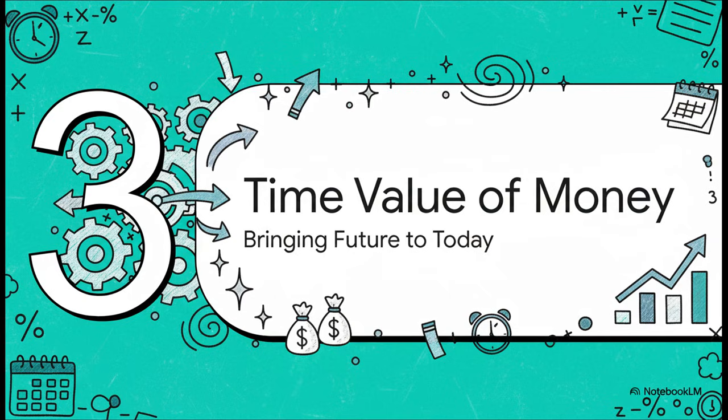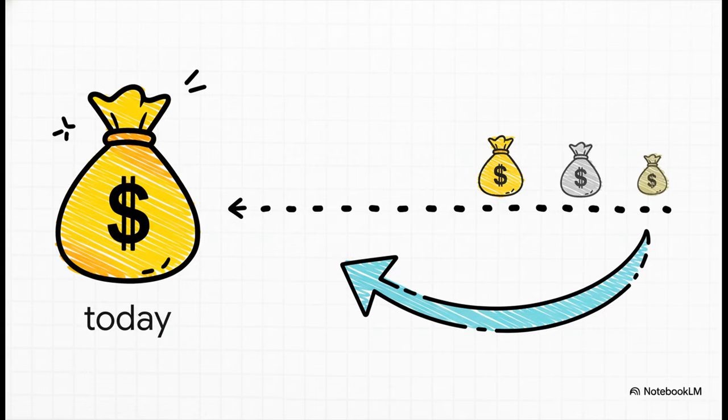Okay, so we have our 4 ingredients. Now let's get to the core concept that pulls them all together. This is where the magic really happens. It's called the time value of money. The whole thing boils down to this one simple but profound idea. $1 you receive 5 years from now is worth less than $1 in your pocket today. Why? Well, because of things like inflation, and because you could have invested that dollar today and earned interest on it. We absolutely have to account for this.